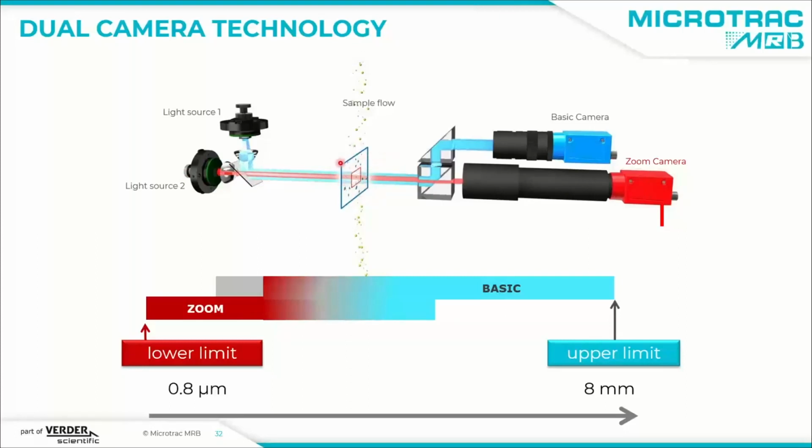And the shadow projections of these particles are recorded by two cameras. These two cameras have different magnifications and different fields of view. We have a basic camera with lower magnification but larger field of view, and a zoom camera with very high magnification but a smaller field of view. The zoom camera is the specialist for fine particles, and the basic camera is the specialist for big particles. They are both active simultaneously and contribute to the result, and they work together to give one size distribution.